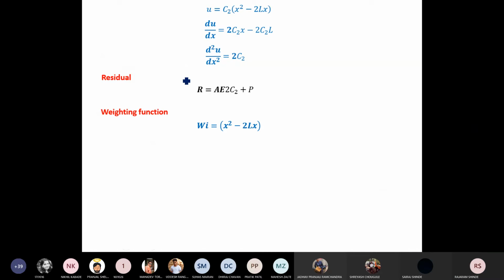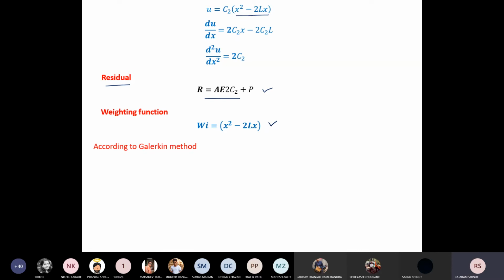Here I will start from the residual. This is the residual, which we have calculated by putting the polynomial trial solution in the governing differential equation. After calculation of the residual, we have to select the weighting function. The weighting function is the multiplier of this C2.